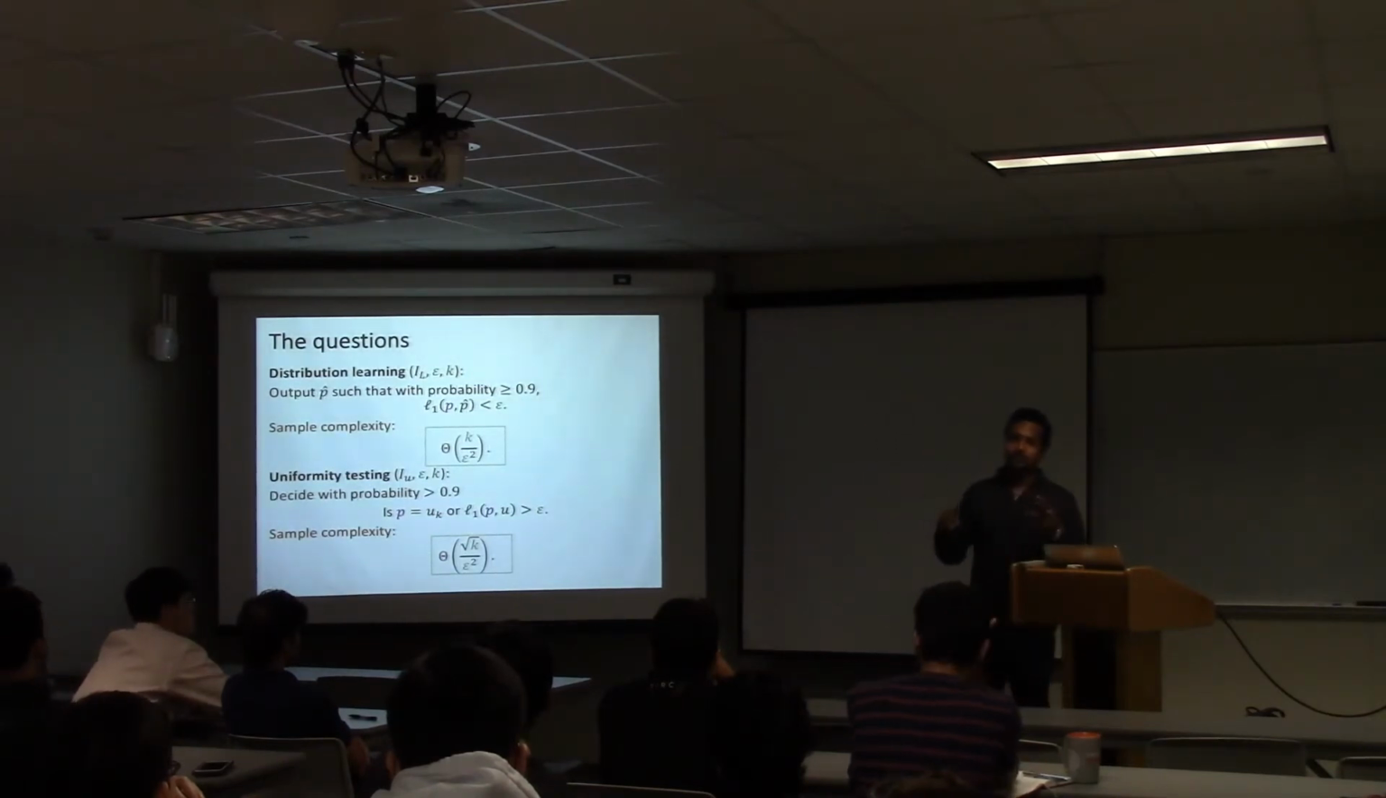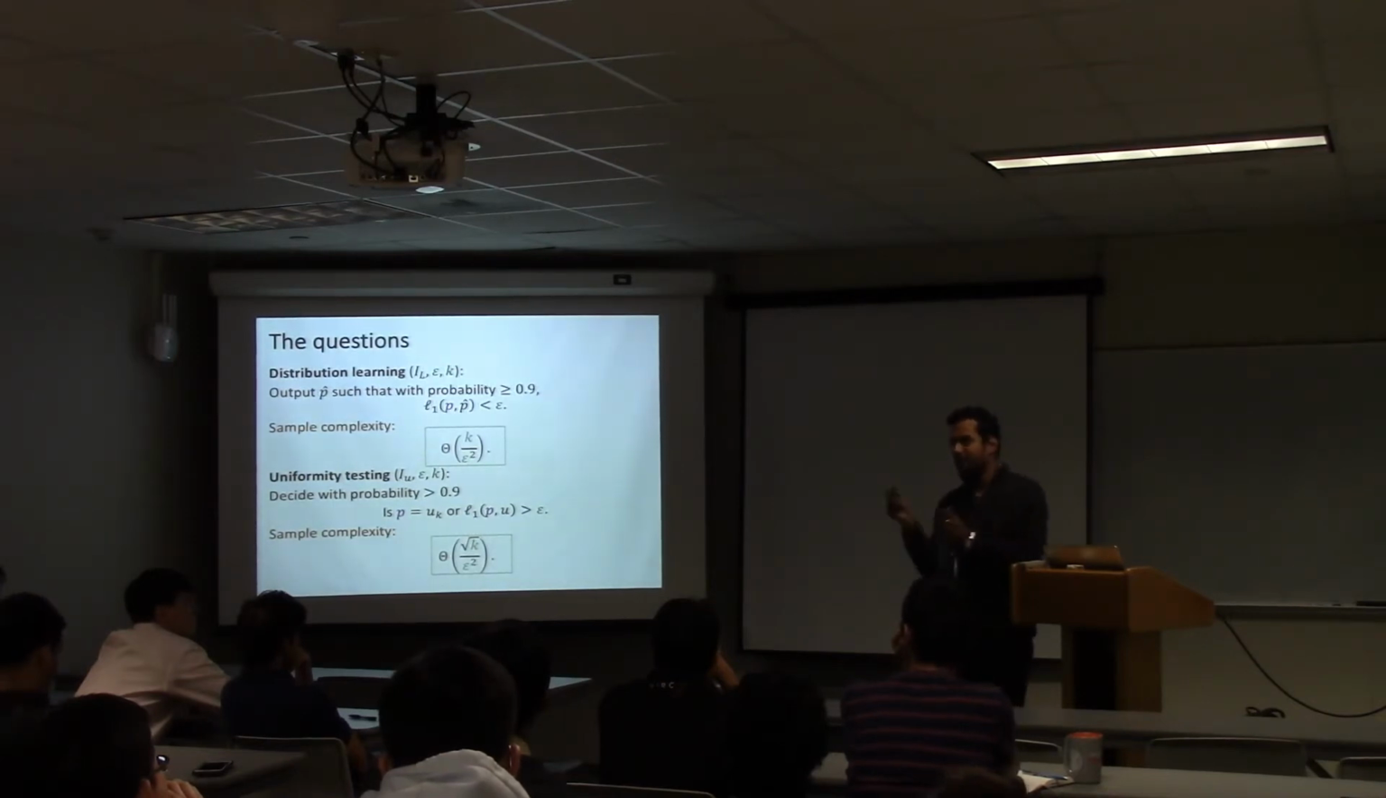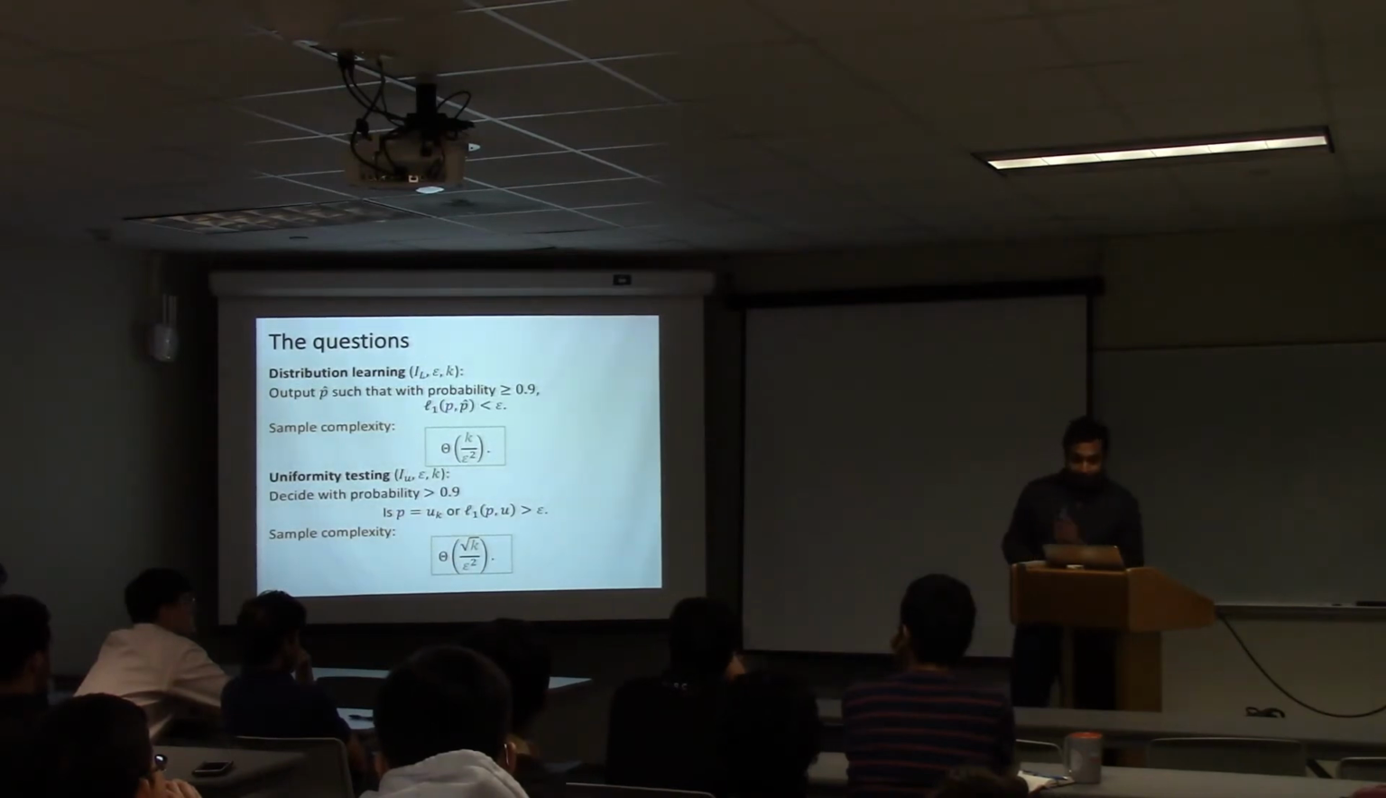Okay, so the two problems, one is much easier than the other. Testing you can do with square root k samples. It's almost like the birthday paradox. With square root k, you are able to see some kind of collisions, and you can use that to test for uniform. Okay. All right.